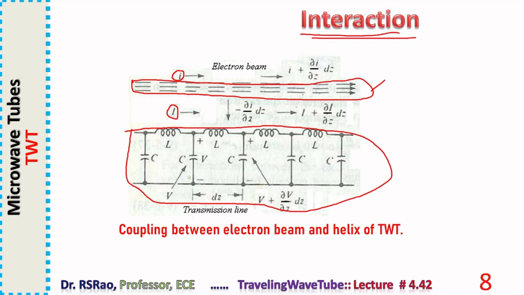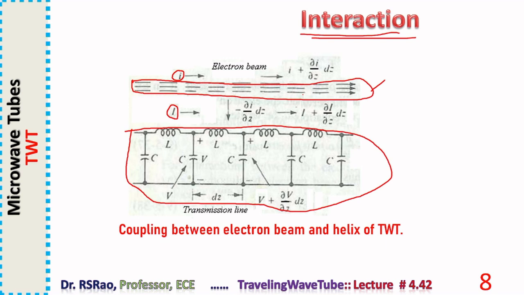Certain voltages come into being, certain currents also come into being over the line in addition to the input signal, current and voltages. Therefore, a component comes into being in the helix structure due to the beam current. One can easily notice now from this discussion that the presence of signal in the helix affects the beam current. Beam current in turn affects the signal that is traveling over the helix. So the interaction is mutual.